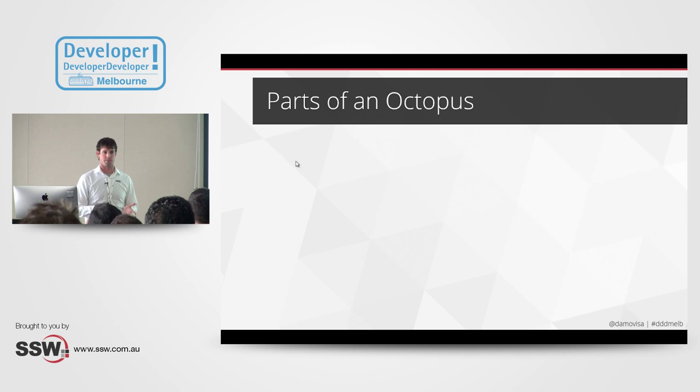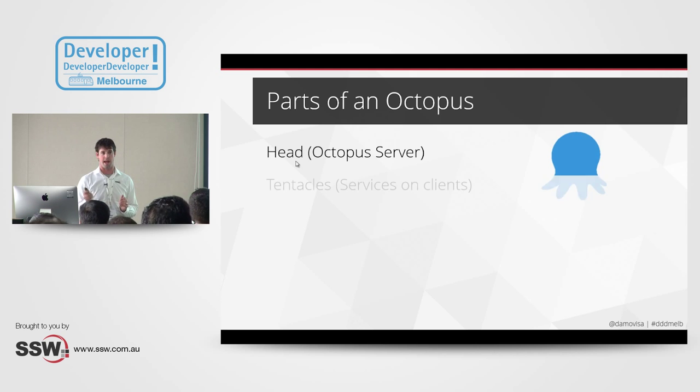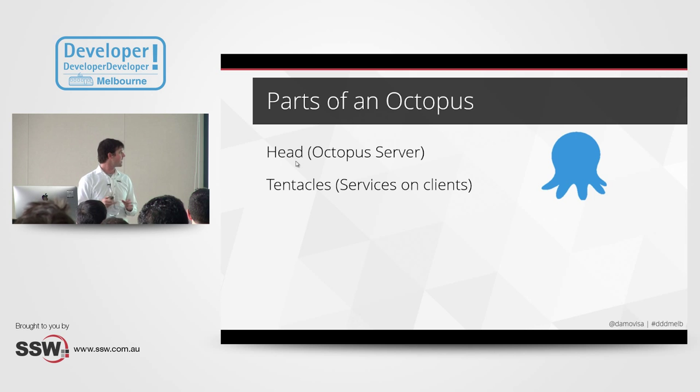So the parts of Octopus the product, really there's just two parts. There's the head and then there's the tentacles. The head is the application that you install on the server. So you need a server component. It doesn't need to be very powerful, so just throw it on a web server that you already have. And then the tentacles are little components that get installed on every single machine that you need to deploy to.